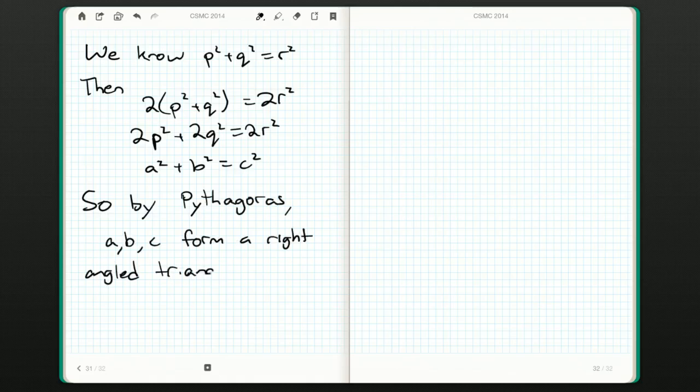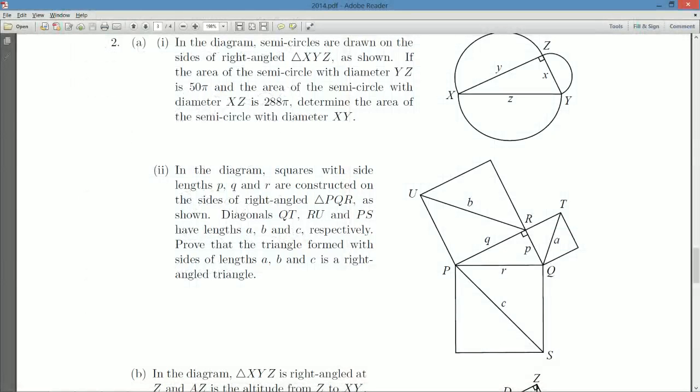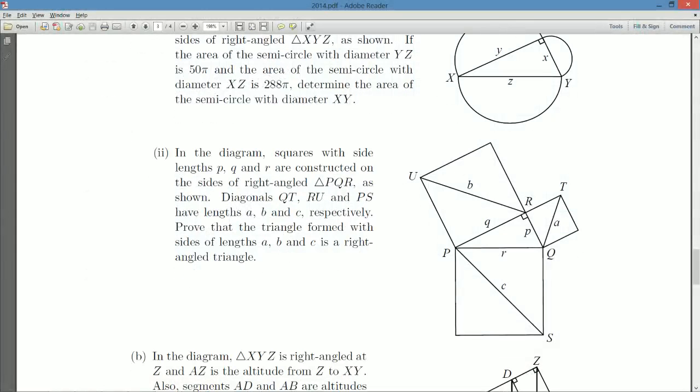By Pythagoras, we get a right angle triangle, because the relationship between the side lengths, A squared plus B squared equals C squared, is only satisfied if A, B, and C are the sides of a right angle triangle, specifically with hypotenuse of length C. That can only happen, and whenever that happens, you have a right angle triangle. So there, we were able to show exactly what we were asked for, that A, B, and C form a right angle triangle.